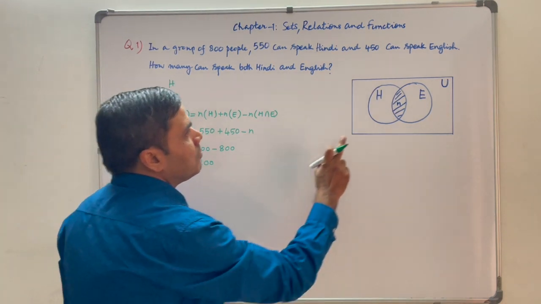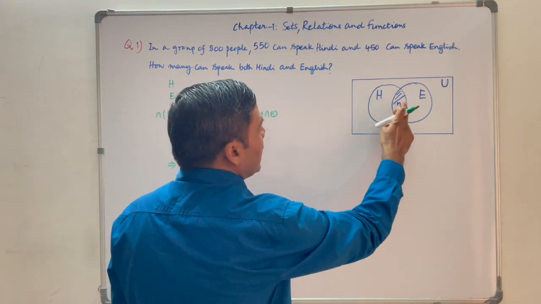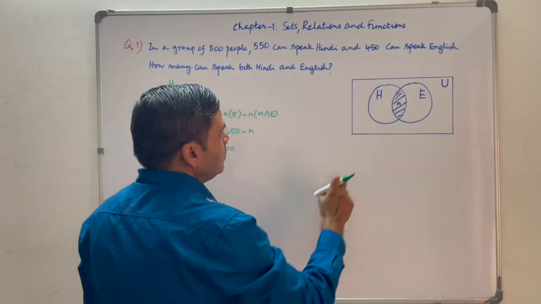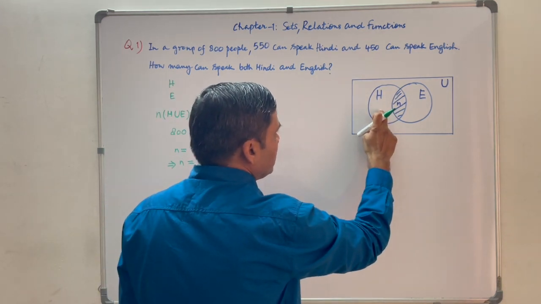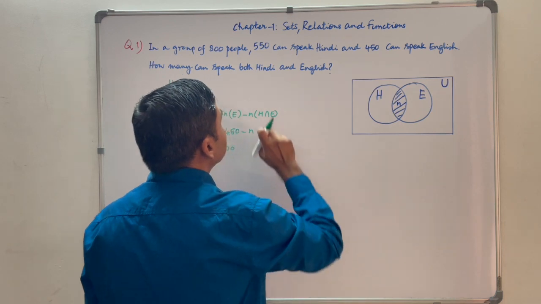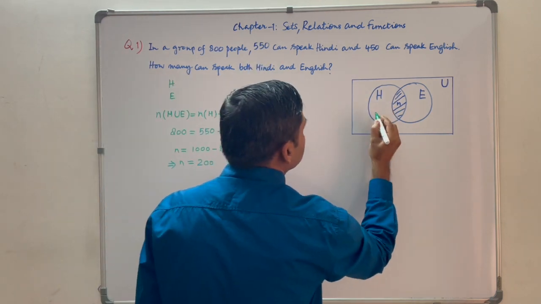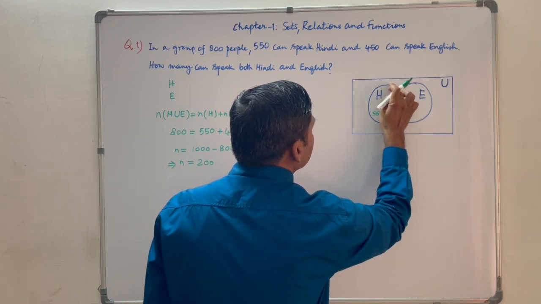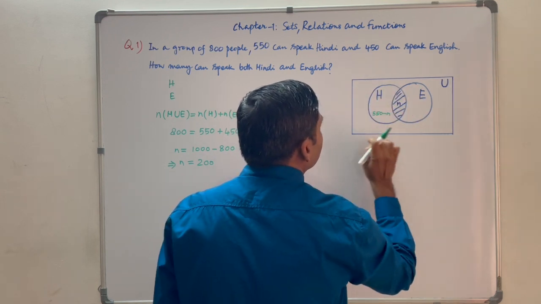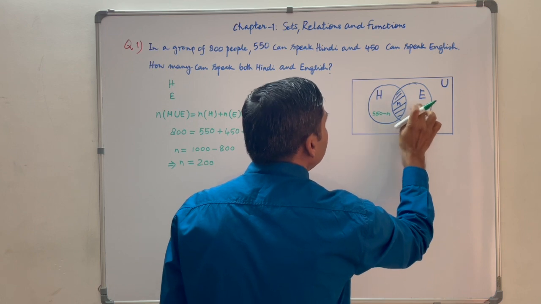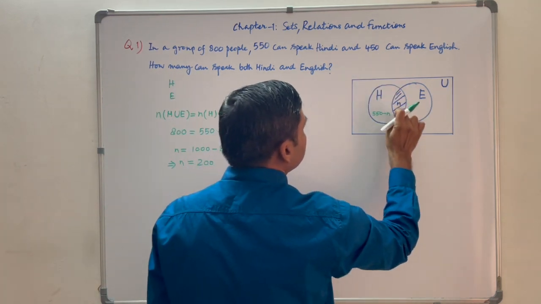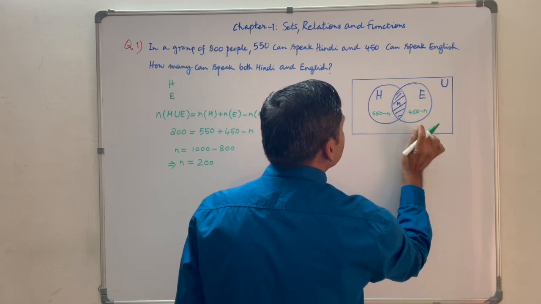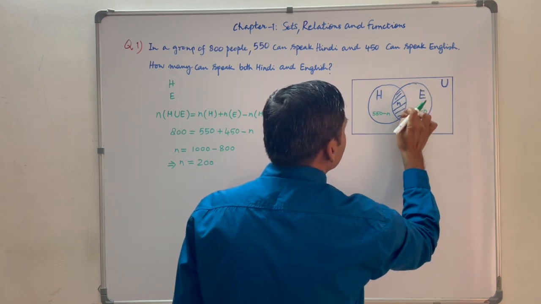Let us solve by Venn diagram. Suppose n is the number of people who speak both the languages. So we can write number of people who speak only Hindi as 550 minus n. So 550 minus n will be this portion. Number of people who speak only English will be 450 minus n. So we will write 450 minus n here. So this will be this portion.